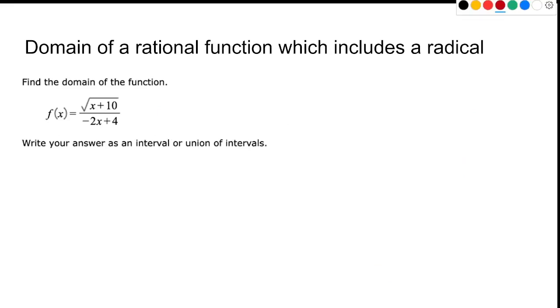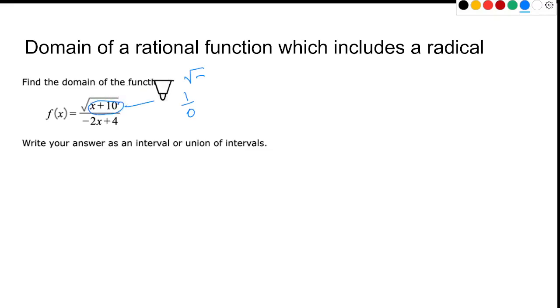Okay, so let's look at one where we've got a combination of things going on. The domain of this function. We've got two problems here. We've got both the square root problem and the division by 0 problem. So we'll make sure that we exclude everything that causes the division by 0 and that we include the parts that are positive. So maybe we'll look at the square root part first.